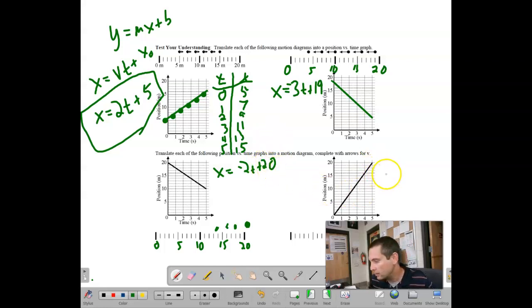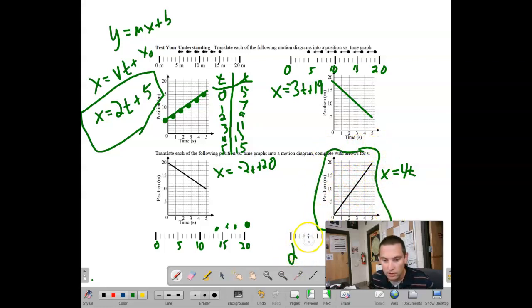Over here, I'm just going to give you x equals 4t plus 0 because we're going through the origin. So this is an exciting example. This means the relationship between position and time is directly proportional.